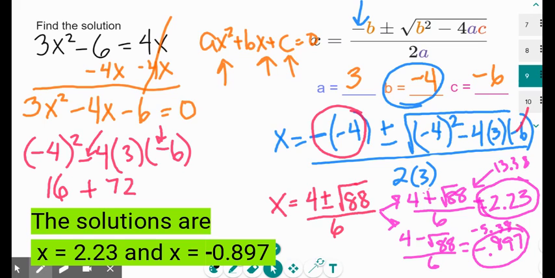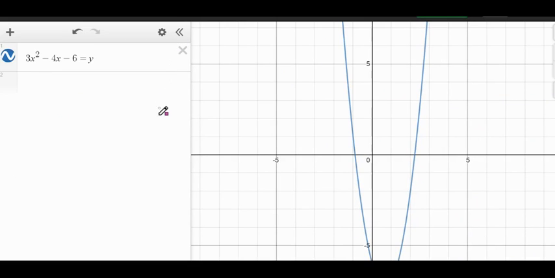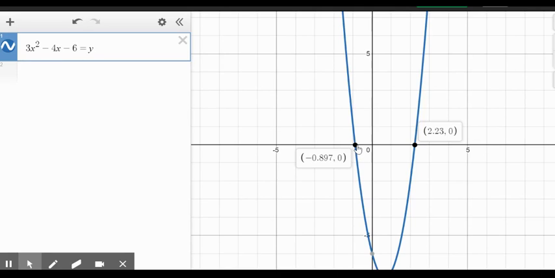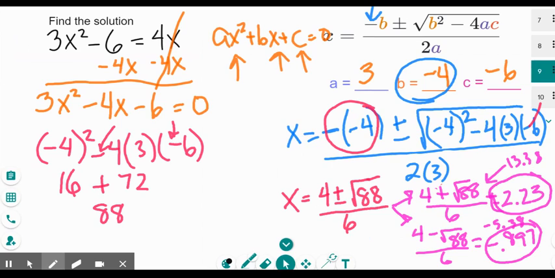Now I'm going to go over to Desmos and show you that you are going to get the same thing. So here I am in Desmos. I already have the equation typed in. Oh, and by the way, make sure you put y, not 0. If you click on the x-intercepts or the zeros, you'll see that your solutions are negative 0.897 and 2.23. I'm going to go back and show that to you again. Here's your 2.23. Here's your negative 0.897.